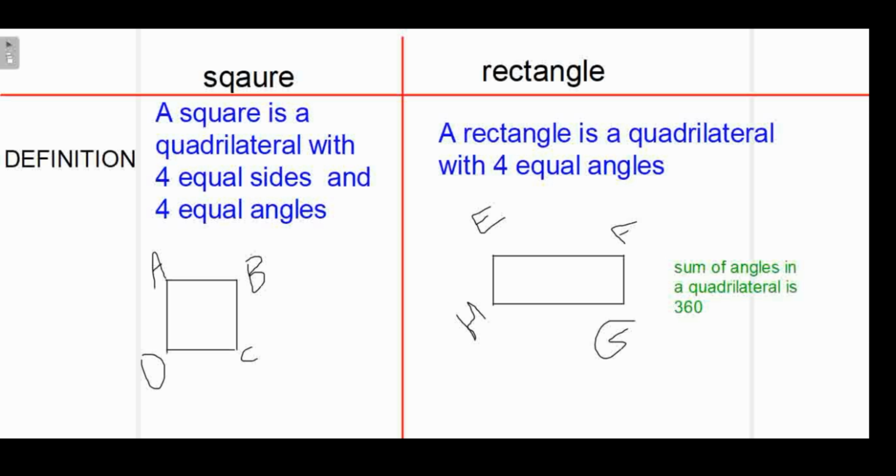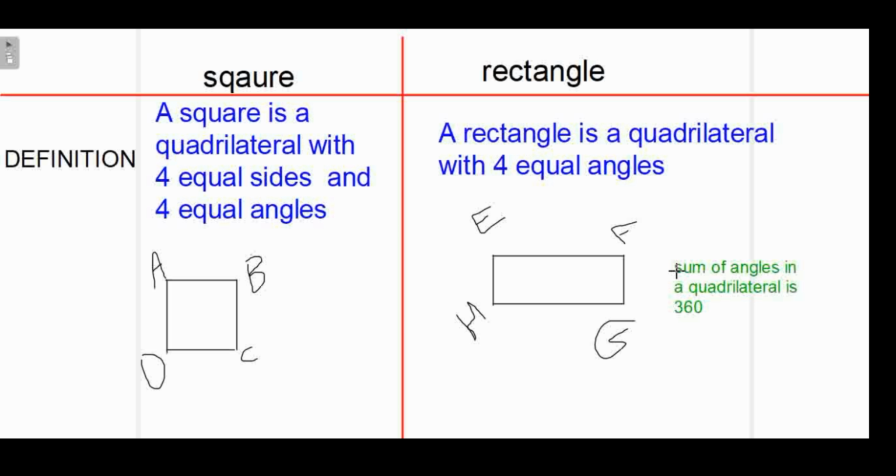So let's move on. Here is a comparison between the definition of a square and that of a rectangle. You can see that a square has more properties. A square is a quadrilateral with 4 equal sides and 4 equal angles, but a rectangle is a quadrilateral with 4 equal angles. So no 4 equal sides, because it is stretched. One side is greater than the other.